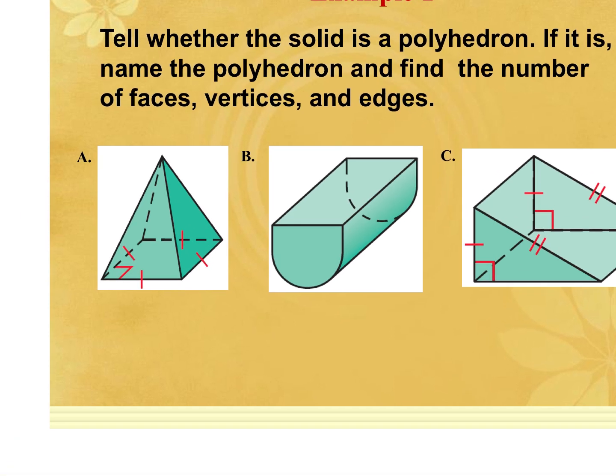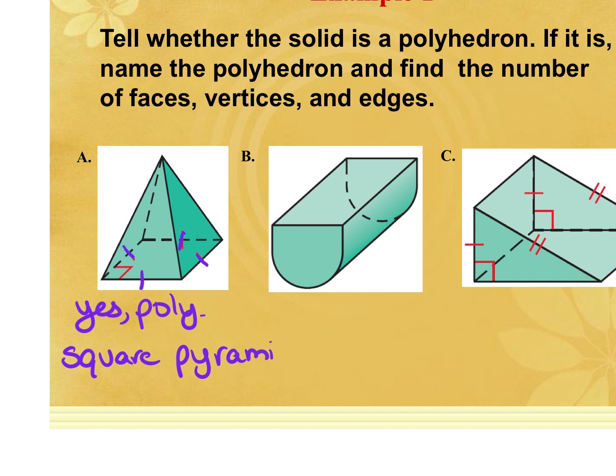So the first one, notice all of my faces are polygons. I don't have any curved sides. So this is a polyhedron. And the specific polyhedron type that it is, notice the congruency marks along the base. These are all congruent sides, making this a square on the base. And it's coming up to the point, that vertex. So this is a square pyramid.